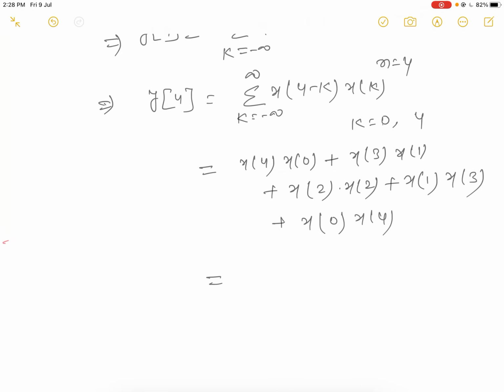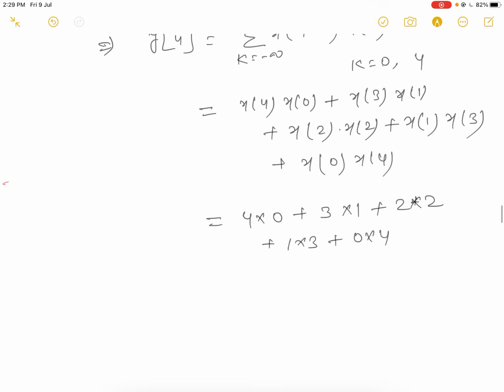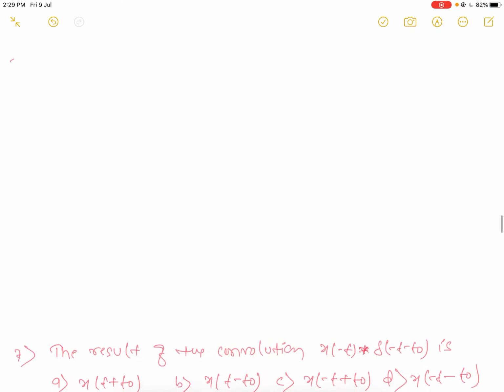So put it here: x[4] will be 4, x[0] will be 0, plus x[3] will be 3, x[1] will be 1, plus 2 into 2 plus 1 into 3 plus 0 into 4. Then we will get 3 plus 4 plus 3. Then the answer will be 10. Answer will be 10. Okay, now come to the next question.